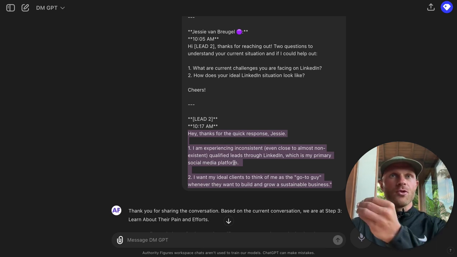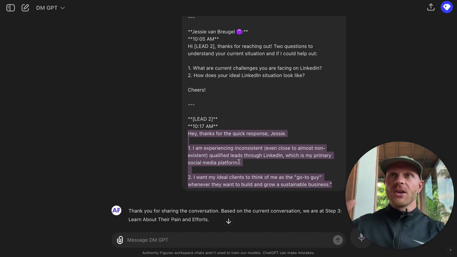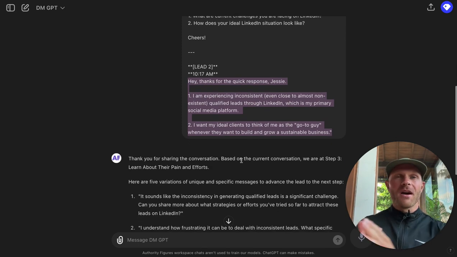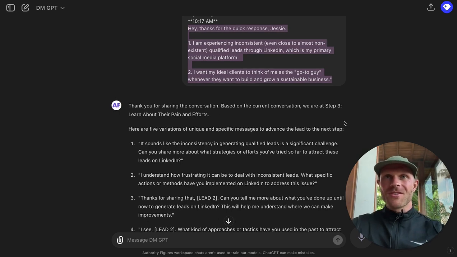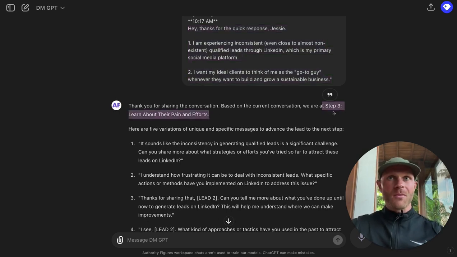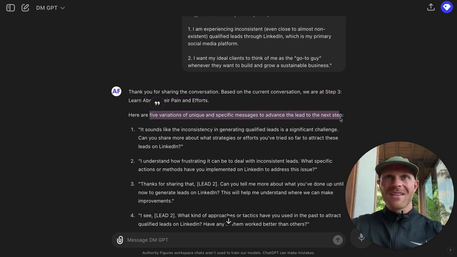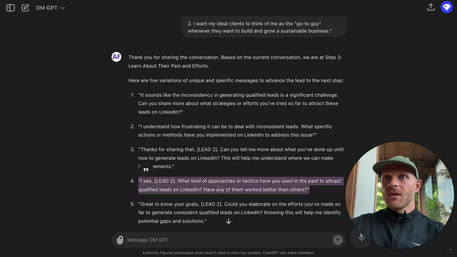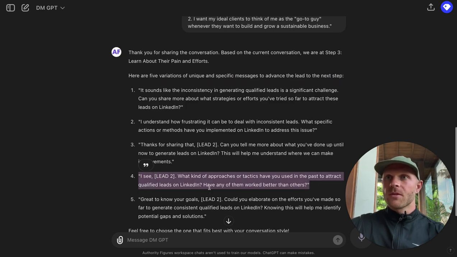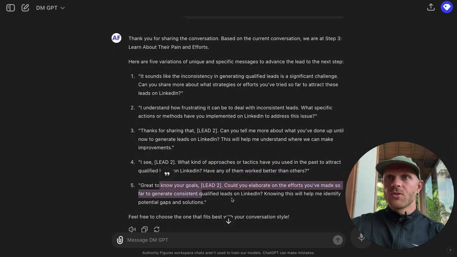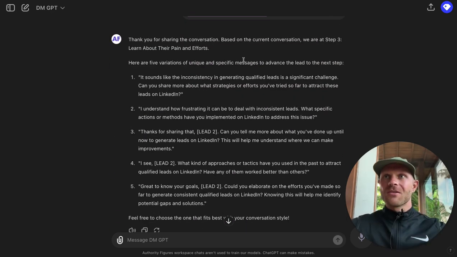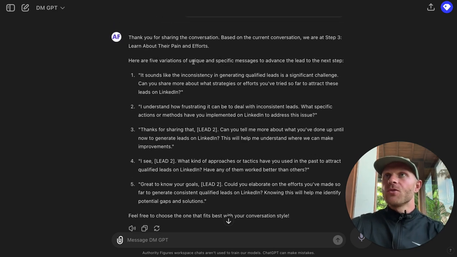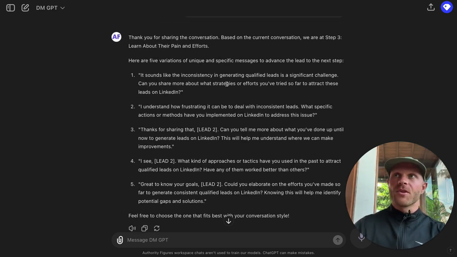Instead of going through this response and figuring out what I have to say, I used the DM GPT to give me 5 variations. Again, we never just copy and paste this into the LinkedIn inbox, but we always use it as a starting point, because the GPT knows exactly, okay, we're at step 3, so we want to go to step 4. Here are 5 variations to advance the lead to the next step. What kind of approaches have you used? Have any worked? Great to hear about your goals. It expands on everything he said, knowing the context and the framework. So again, a very good starting point to advance this specific DM conversation to the next step.